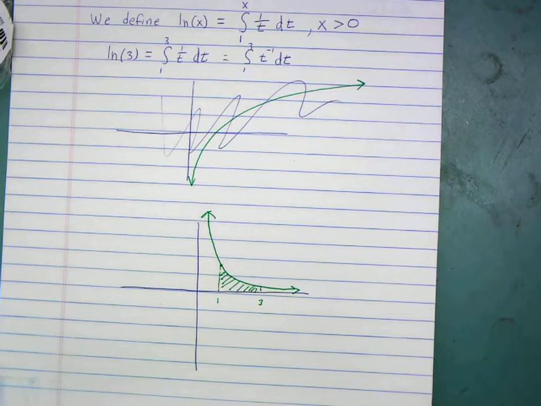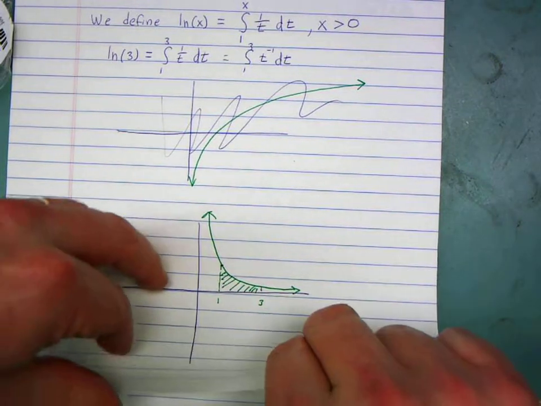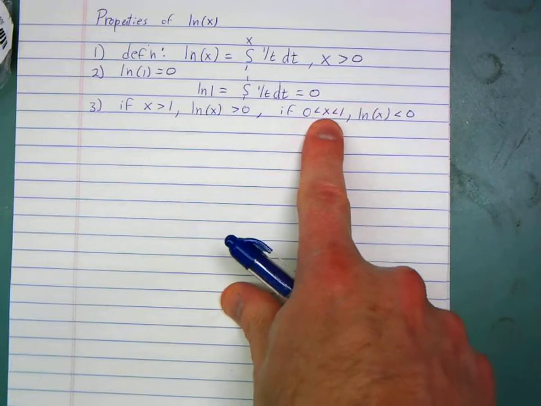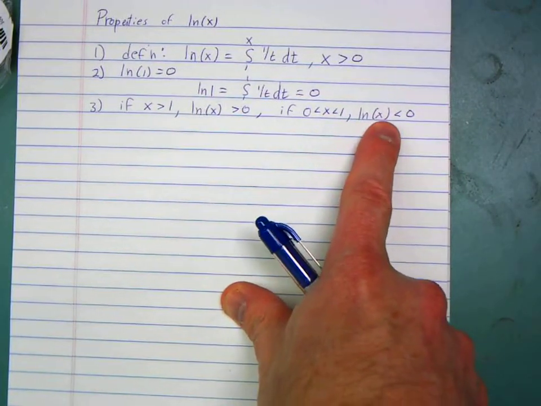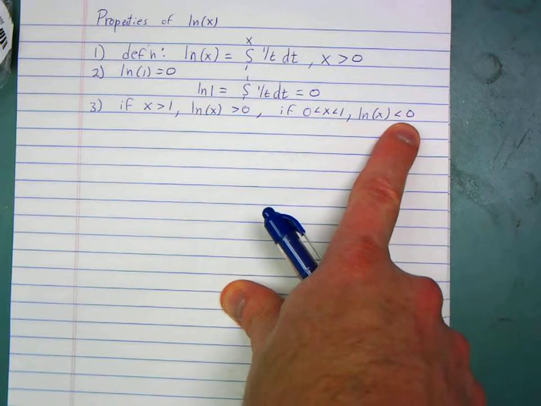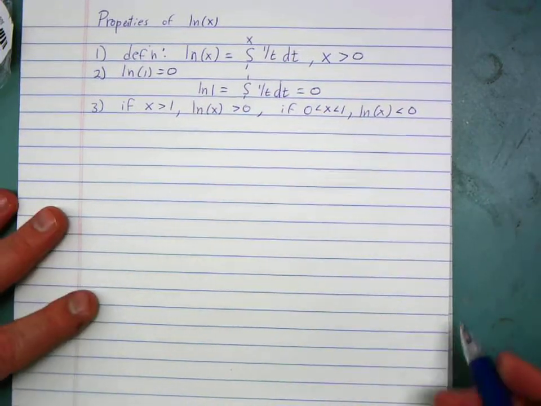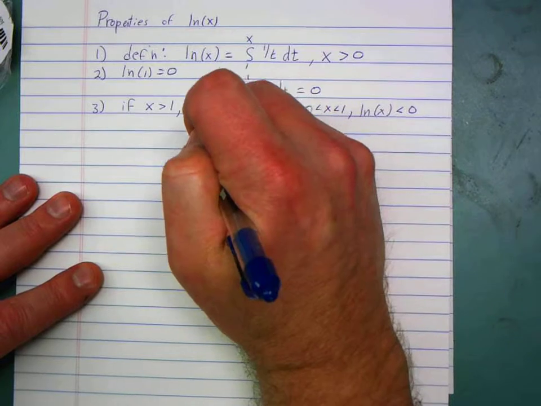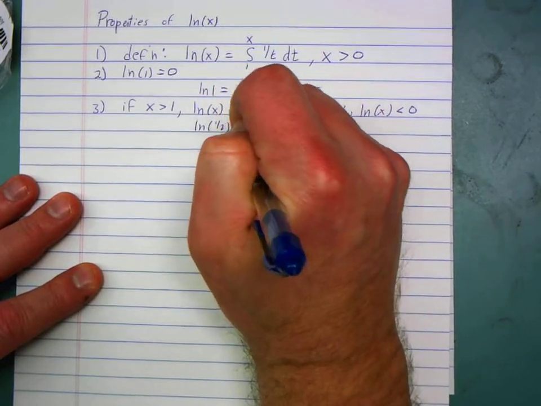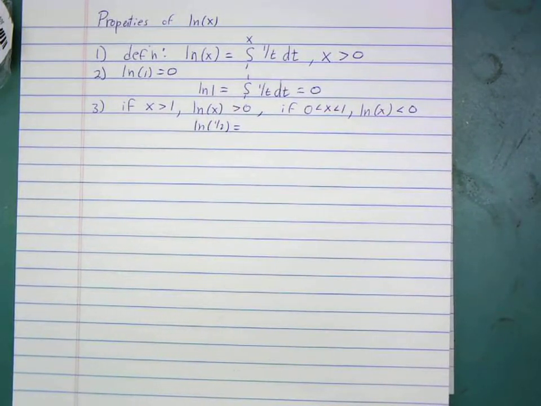Now what if x is a number smaller than 1? Like what if x is a half? According to what I wrote here, if x is a number smaller than 1, I'm claiming that the ln is negative. So I'm going to claim that ln of a half is a negative number. Can anybody tell me why it has to be negative?